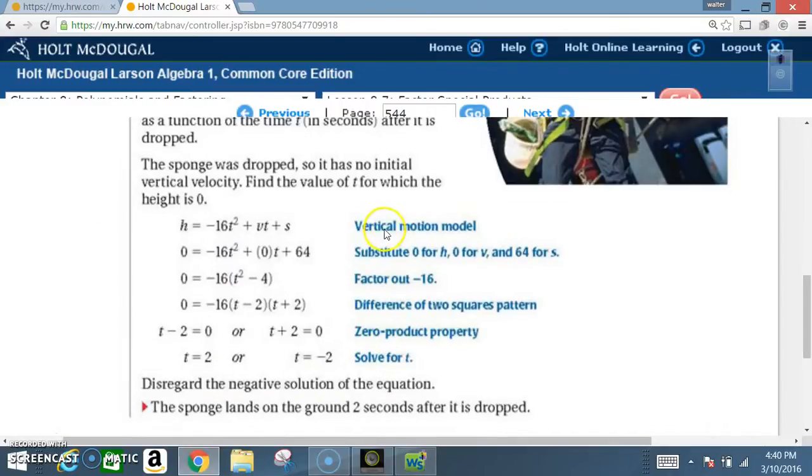So we use our vertical motion model. Everybody should know the equation by now. h is equal to negative 16t squared plus vt plus s. Solution. Substitute 0 for h and 0 for velocity and 64 for s. So the height is 0, the velocity is 0, and the initial height was 64. So this is going to cancel out, and we're going to end up with a negative 16 times t squared minus 4.